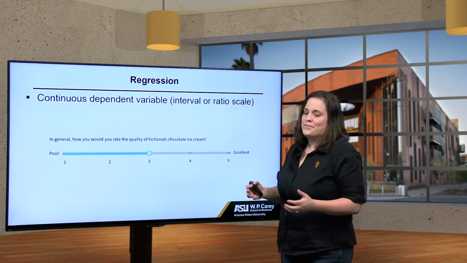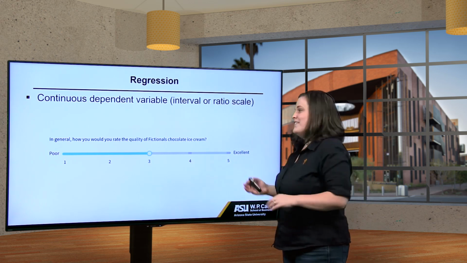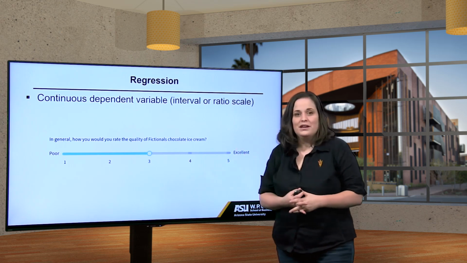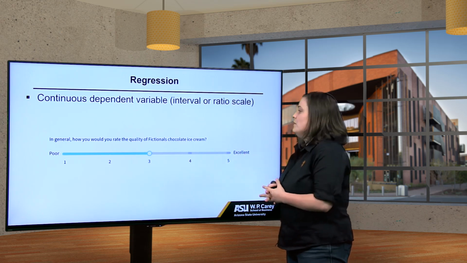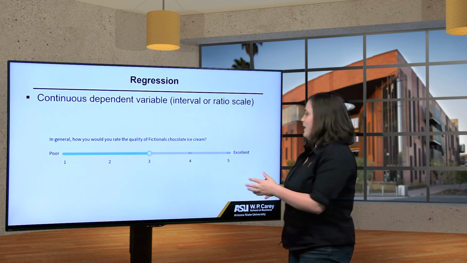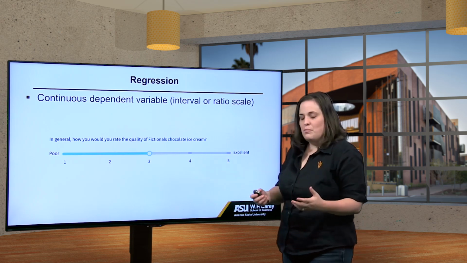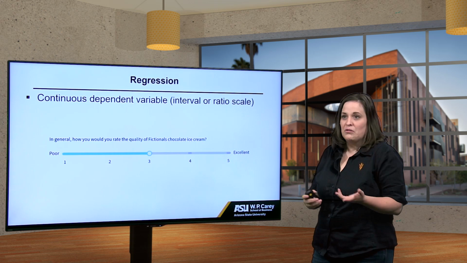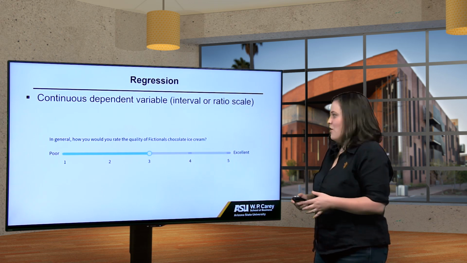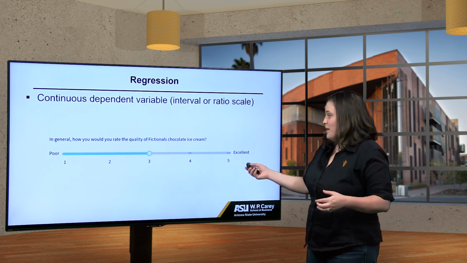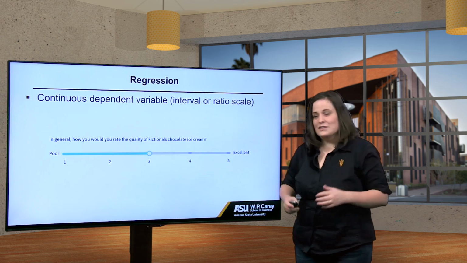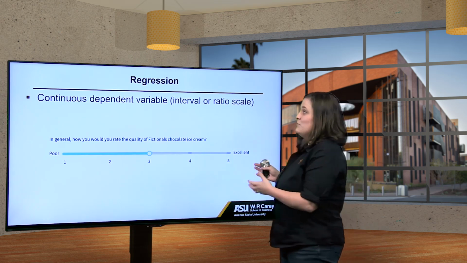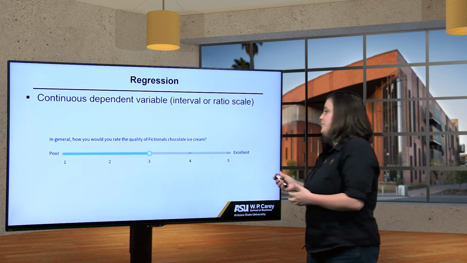So, for example, let's talk about chocolate ice cream. This question asks, how would you rate the quality of a particular brand of chocolate ice cream? We have a scale of 1 to 5, but with this scale, you could stop at 2.5 if you wanted to, say, it really wasn't that great. Or, go all the way up to 5 if it's excellent. So this is a continuous dependent variable.